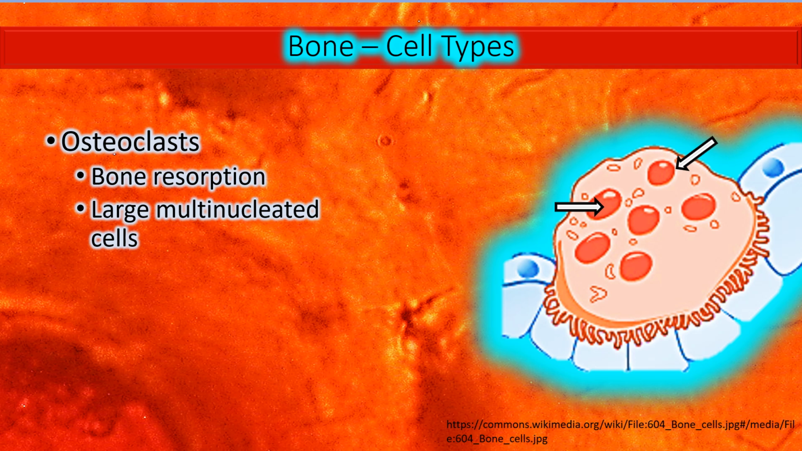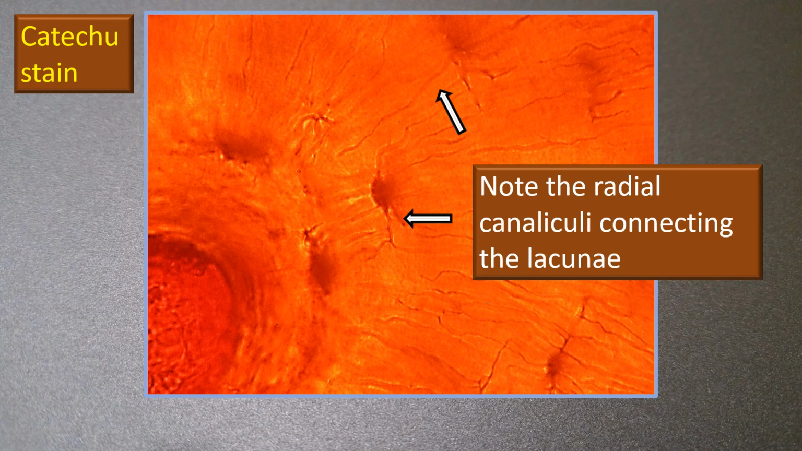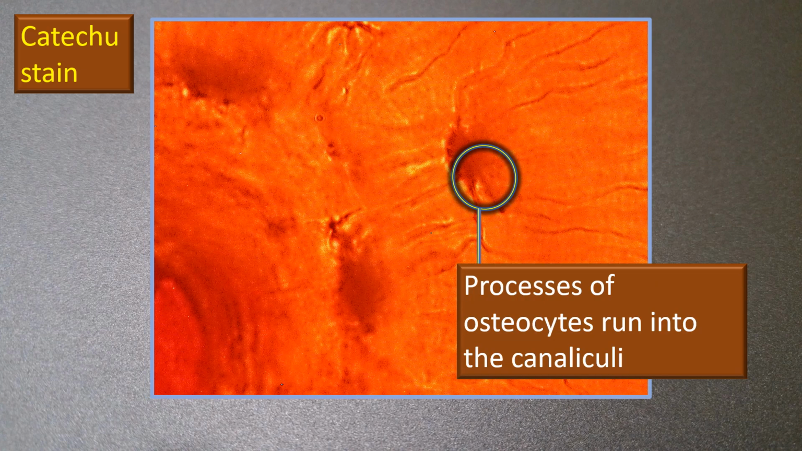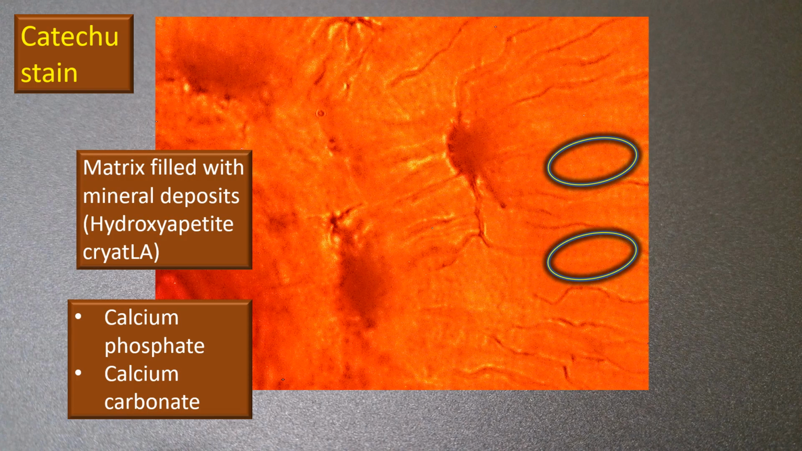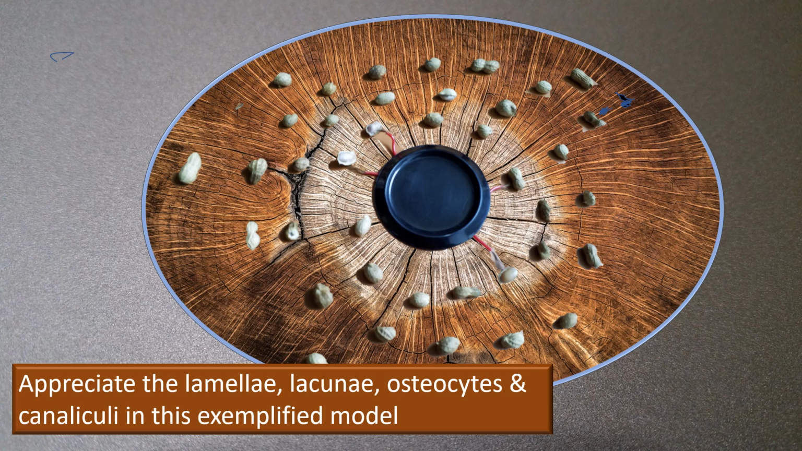Next, you can see here the radial canaliculi connecting adjacent lacunae. This is a catechu stained specimen in very high magnification under light microscopy. Now the processes of the osteocytes, as I told you, are going into these canaliculi. The matrix is filled with hydroxyapatite crystals. The contribution to these crystals is mainly calcium phosphate and calcium carbonate. Now we will see with a few examples how this design can be better appreciated.